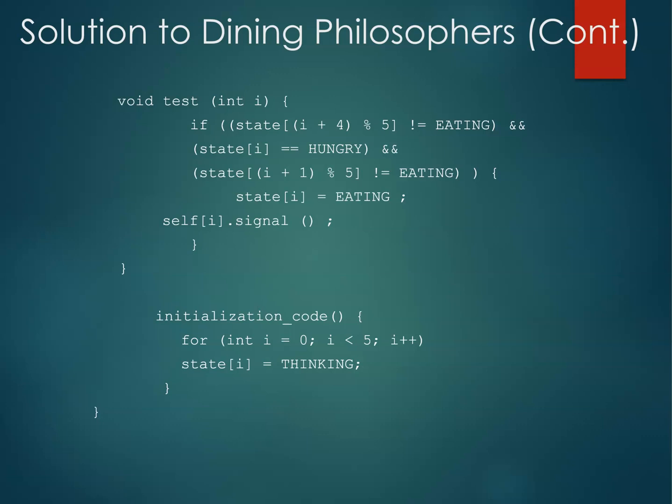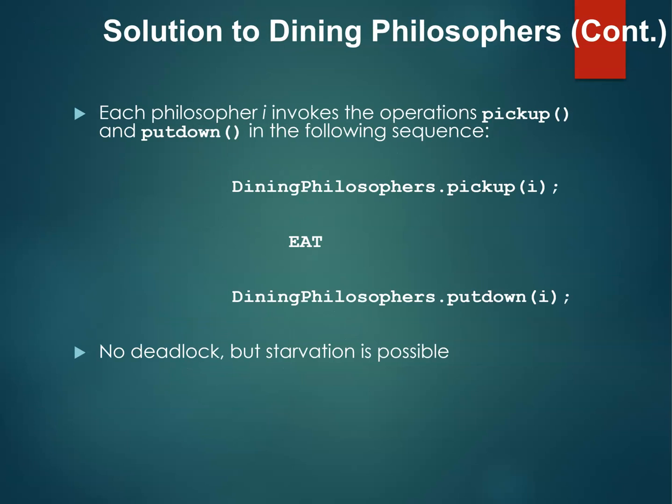If that state is hungry, and the state of the guy next to you is not eating, then we're going to make the state of our guy eating, and we signal that we are able to eat. So we initialize everything to thinking. It's kind of hard to explain, but each philosopher i invokes the operations pickup and putdown in the following sequence: pickup(i), eat, putdown(i). No deadlock, but you can have starvation.